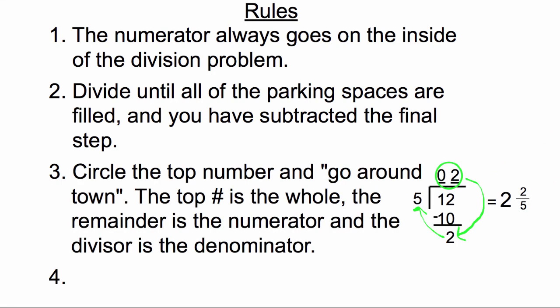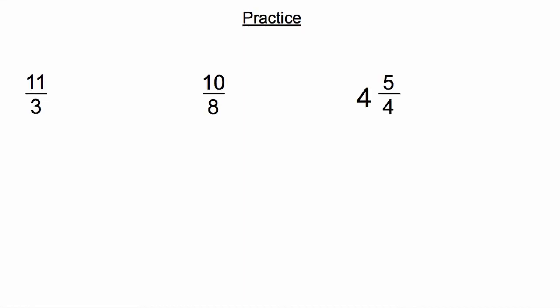The third step is that you circle the top number, or the king of the castle, and you go around town. Your top number is your whole number, your remainder becomes your numerator, and your divisor is your denominator. Finally, you need to simplify if needed. That's the one step we always need to think about when we're doing fraction problems. Can I simplify this? Here are 3 practice problems. You can go ahead and pause your video, work these out, and then the answers will show up shortly.